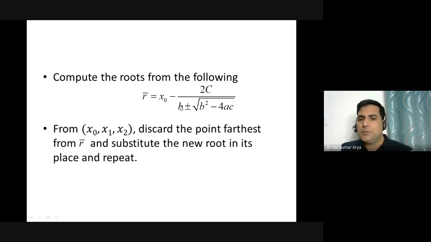So those are the roots. This expression is for finding the roots, so this way you are finding x naught minus 2c upon b plus b square minus 4ac. Now from here you will get the root, because here you have power 2, so you will get two roots from here, right? You have to discard one root from the previous one.